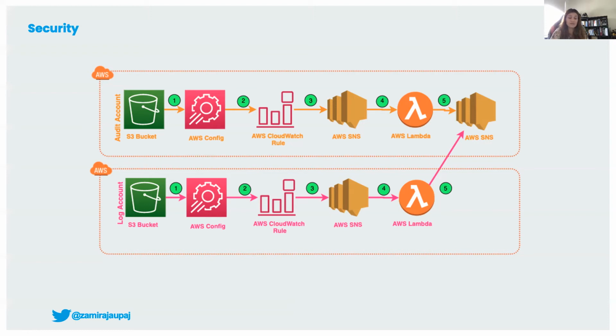SNS topic invokes Lambda function. Lambda function gets this information. So the Lambda function in each account gets information from the SNS topic that this specific service became non-compliant. Here is just an example, S3, but it can be every service. This depends on your rules, and it sends the notification in the audit account.